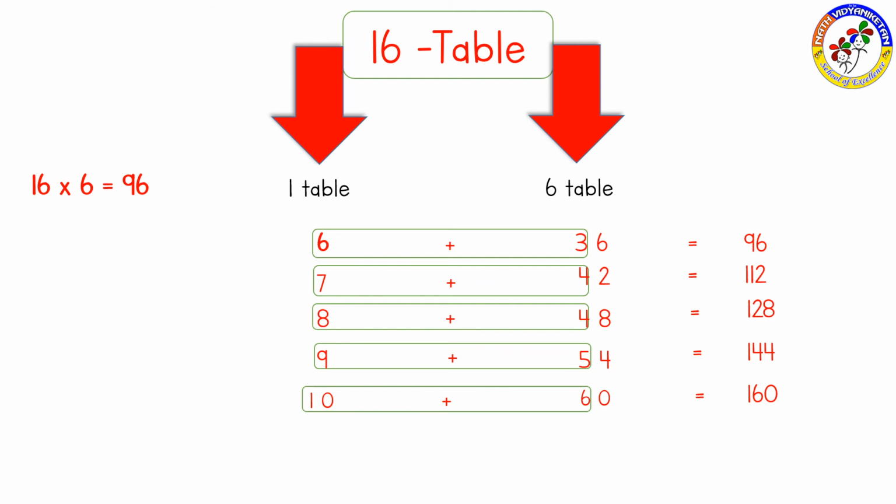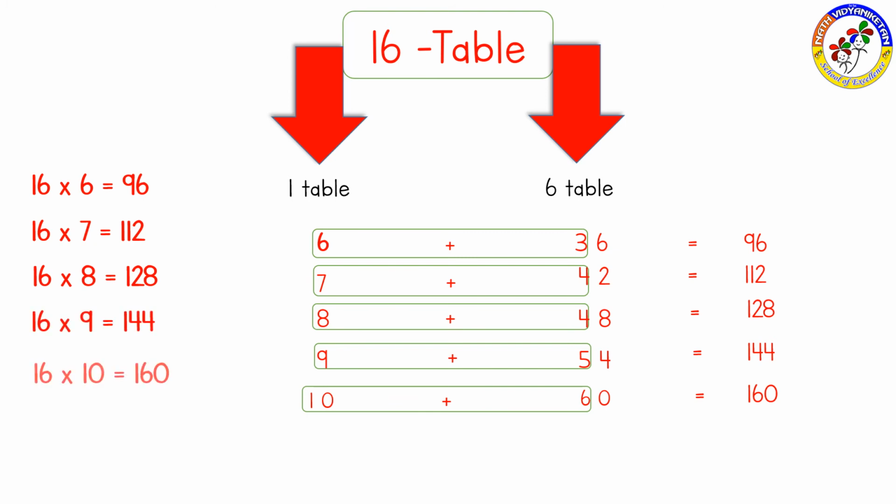Let us see. 16 6s are 96. 16 7s are 112. 16 8s are 128. 16 9s are 144. 16 10s are 160. Is it clear? Now let us see from the 11th step. So here is the table. So write 1 table from the 11th step.